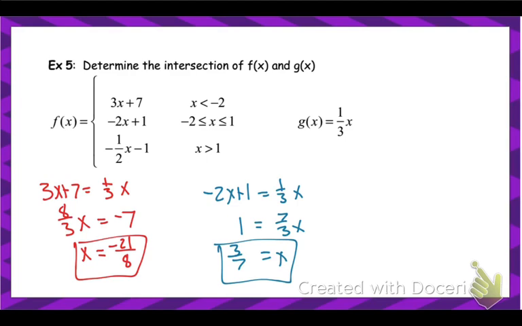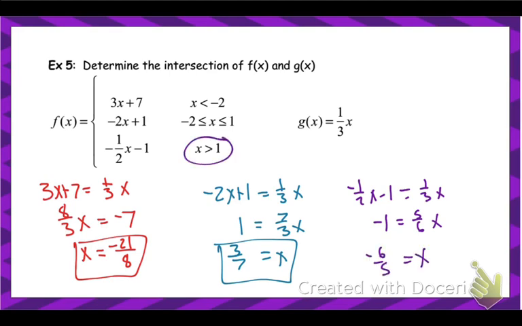All right, now let's try the next one. Negative 1/2 x minus 1 is equal to 1/3 x. So negative 1 is equal to, I need a common denominator, add those two fractions together, and that's going to be 5/6. I've got 2/6 plus 3/6. So I get that x is equal to negative 6 over 5.